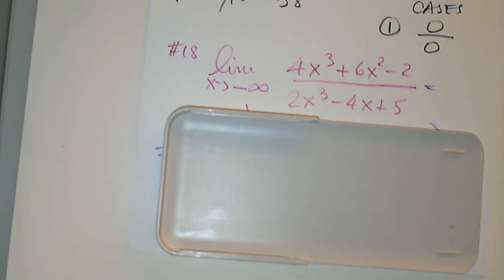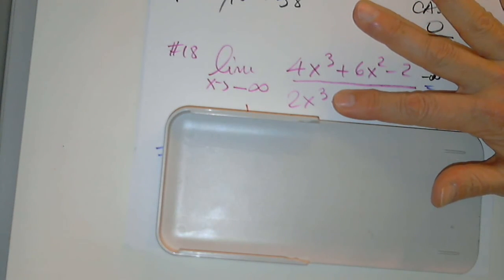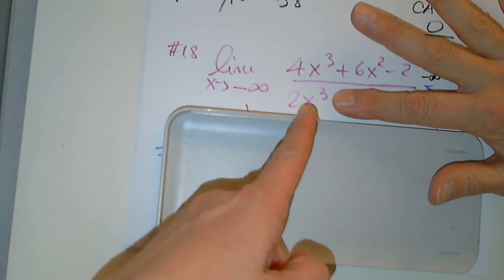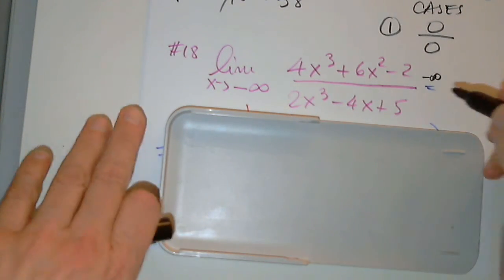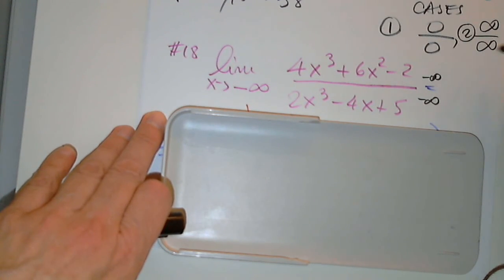Very good. Same question for the denominator. Which of these 3 is the most powerful at infinity or negative infinity? Doesn't matter. 2. Good. Where does this go? Also negative. So this is our second case, infinity over infinity.